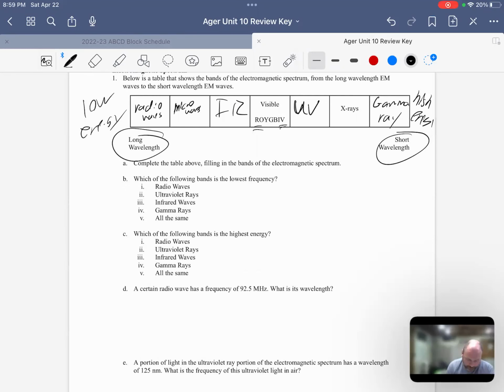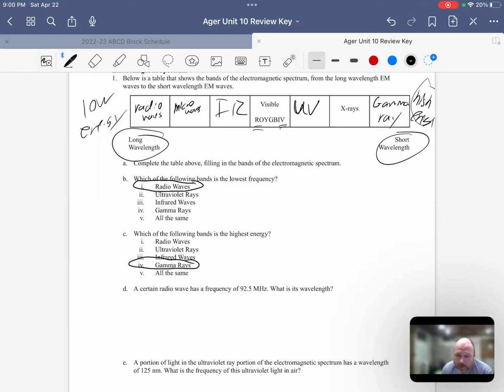All right. Which of the following bands has the lowest frequency? Well, as I just said, low frequency goes with long wavelength and low energy. And so it is radio waves. Which of the following has the highest energy? Well, I wrote that right up there. Highest energy is going to be gamma rays of that particular one.